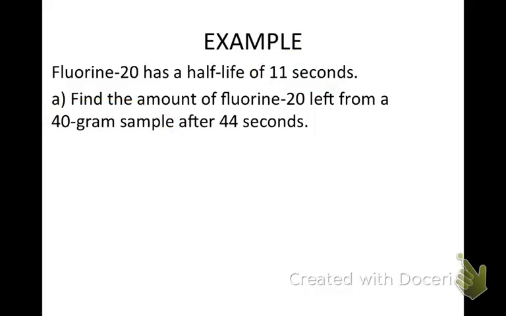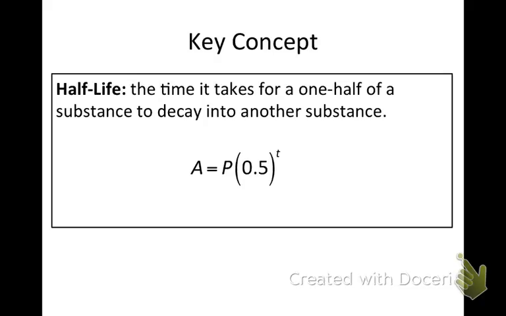So your half-life formula, if you want to quickly throw this down here, is A equals P times a half to the T power. So if something is decaying by a half, your rate's going to be 1 minus a half. Well, 1 minus a half is 1/2. So if you see the word half-life in the problem, you're going to be using 0.5 inside of your parentheses. Everything else stays the same. That's just the same as taking 1 minus 0.5.